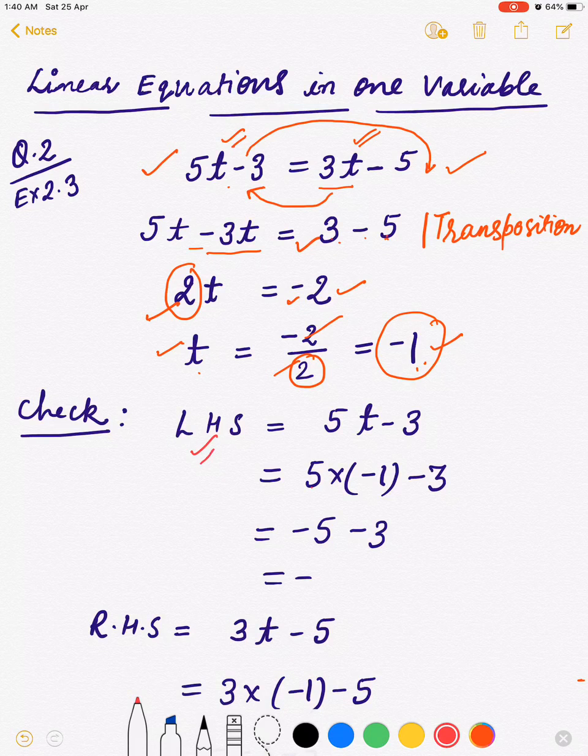I am taking left hand side. Left hand side is this. Here I am putting t value as it is. 5 into minus 1 minus 5. Minus 3. Now both are of same symbol, so these two will be added and on addition it will be minus 8.